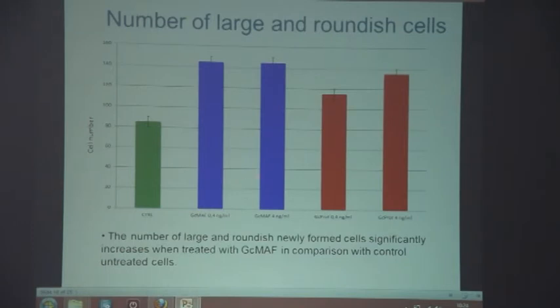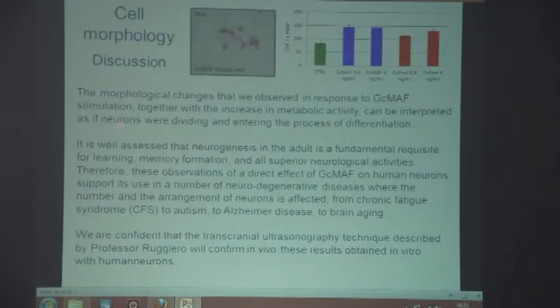Here there is a histogram of the number of large and roundish cells. You can see that the number of these newly formed cells significantly increases when treated with GcMAF in comparison with control untreated cells. So these morphological changes that we observed in response to GcMAF stimulation, together with the previous increase in metabolic activity that we saw, can be interpreted as if neurons were dividing and entering the process of differentiation.